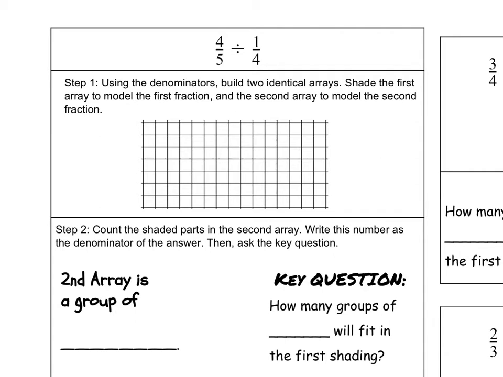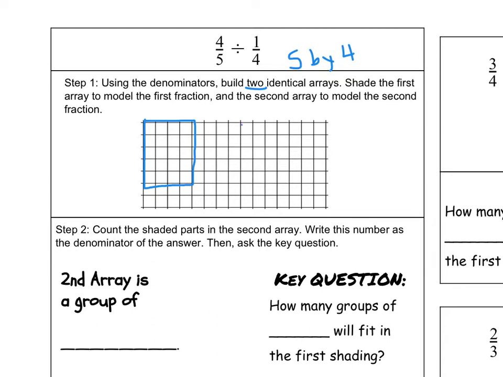Okay, so when we have a fraction, we've got 4/5 divided by 1/4. So we're going to use these denominators, the 5 and the 4, to build 2 identical arrays. So we're going to do a 5 by 4 array. So I'm going to go ahead and just draw it. 1, 2, 3, 4, 5 by 1, 2, 3, 4. So there's my array. And I'm going to do 2 identical ones.